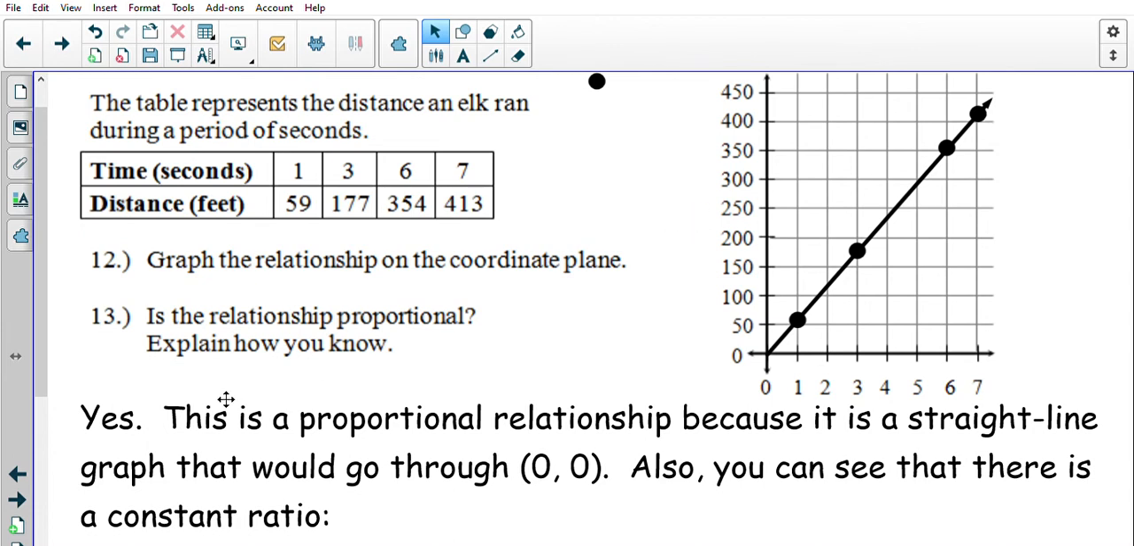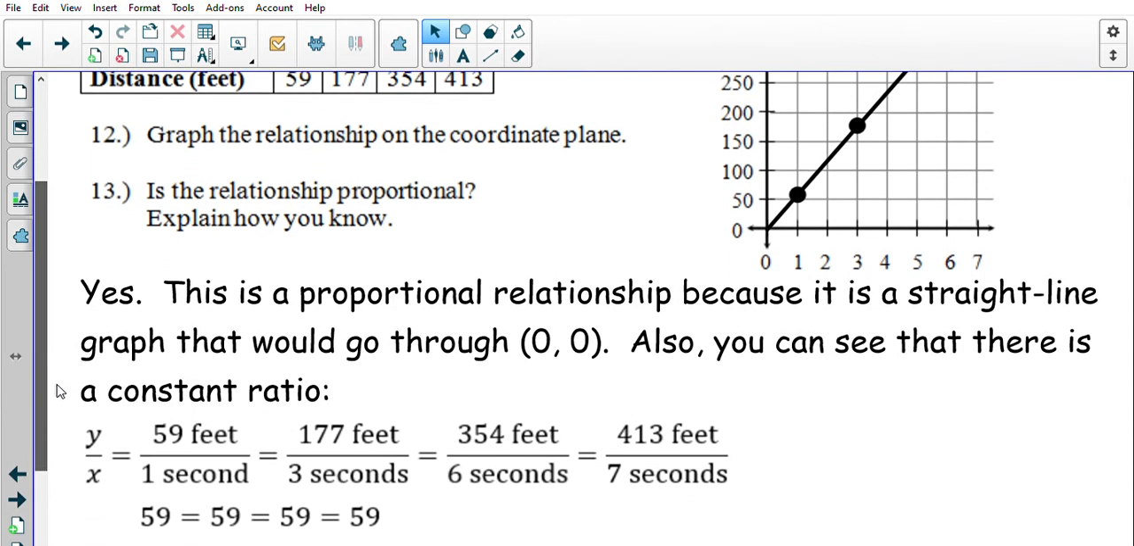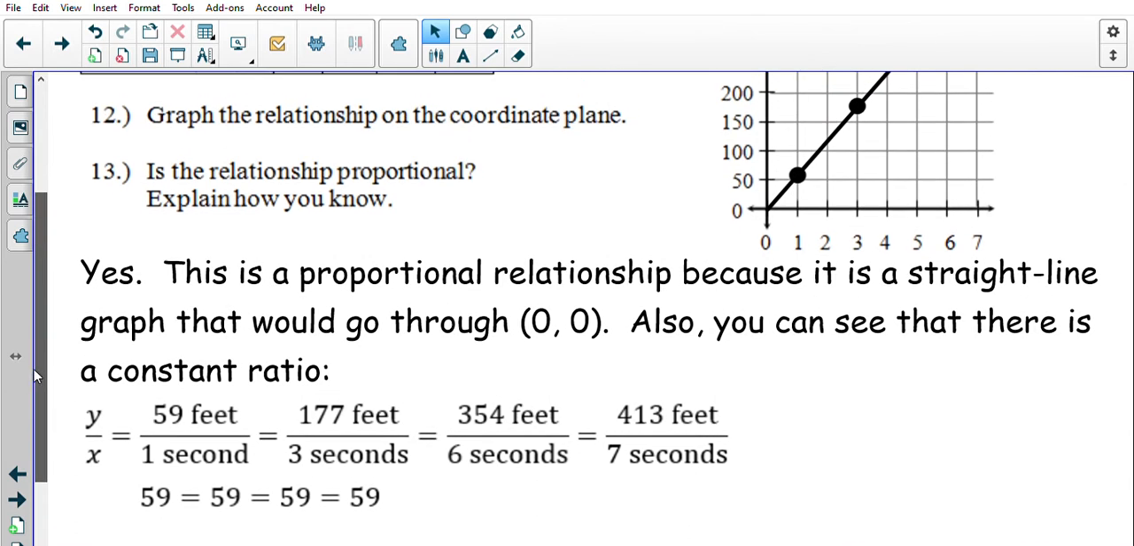If you're not 100% sure, because maybe your dots are slightly off and you're trying to estimate their position, you could also figure out if it is a constant ratio. So you could do the ratio of y to x. So 59 feet in 1 second, 177 feet in 3 seconds, 354 feet in 6 seconds, and 413 feet in 7 seconds, and divide those, your constant ratio will be 59. So if you have a constant ratio, we also know it's going to be a proportional relationship. So we see a lot of different situations here that are going to overlap.